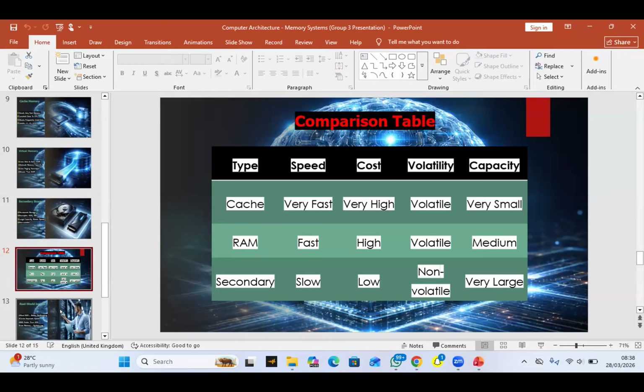Then we talk about the secondary storage. They say the speed is very slow. But now we are having some SSDs whose speed is fast, but if you talk about the hierarchy, it doesn't compare to the RAM and the cache.